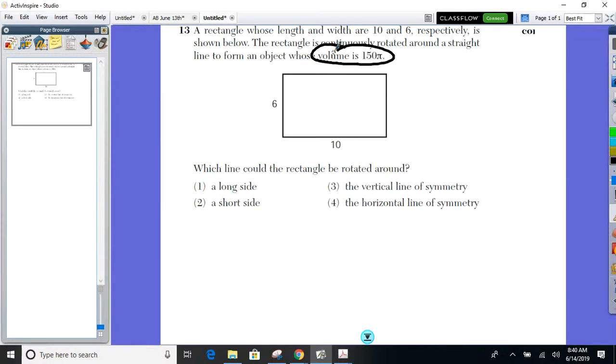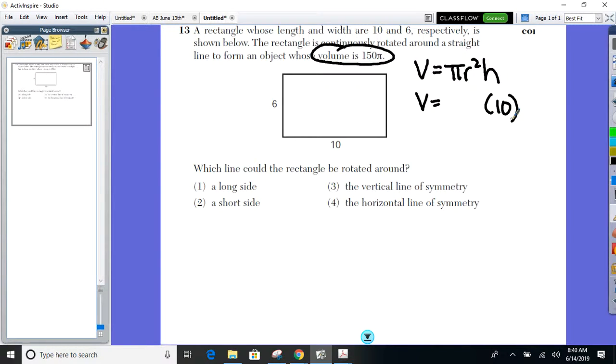So what I needed to do first was go to my reference sheet, which is going to be provided to you, and find the volume of a cylinder, which is pi r squared times the height. Now I'm going to go through each choice and plug in the corresponding radius and height and see which one's going to give me 150 pi. So let's do this first one, the long side, which is the 10 side. Rotate it around the 10. What's that 10 going to actually be for me in the formula? That's going to be my height.